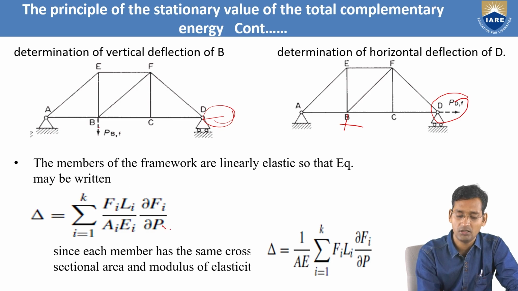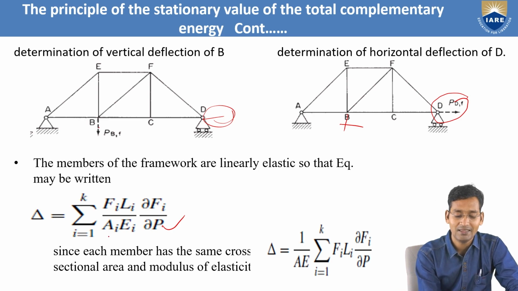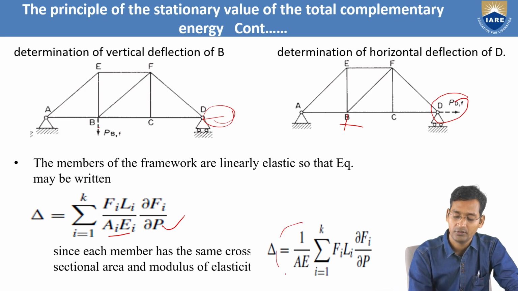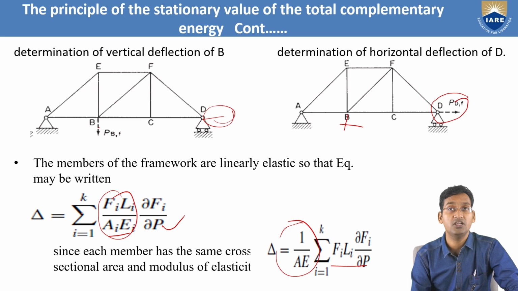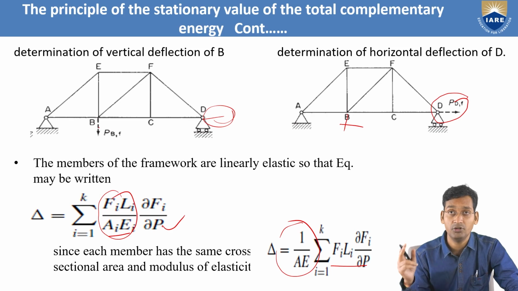After that, this formula, you know, the delta formula: delta equals summation i equals 1 to n of Fi Li by Ai Ei, times dou Fi by dou P. Here Ei is the same for all, so we can take it common. There is no need to write A1, E1, A2, E2 because A1 is also the same, and A2 is also the same for all. It's given in the cross section. So that's why 1 by E is common here. Now this is there after putting the value of lambda i, because this is for the linear elastic case. It's given in the question itself. If it's not linear, then we will use that formula F equals B P to the power C.